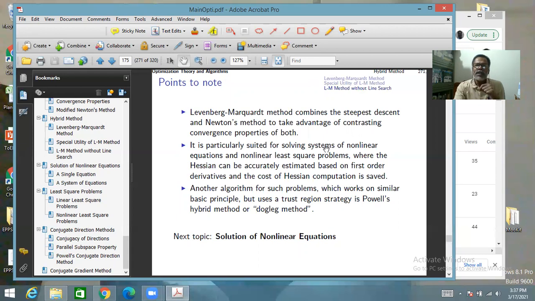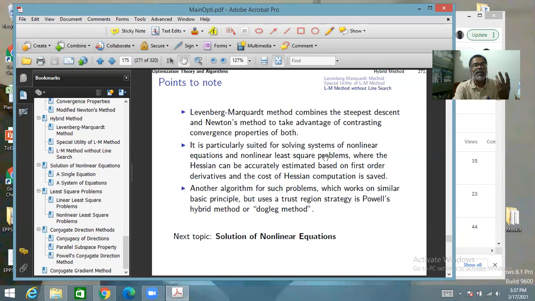Incidentally, very much like Levenberg-Marquardt method, there is another famous method called the Dogleg method or Powell's hybrid method. That uses more or less the same theory base as this method, but it uses a trust region strategy.